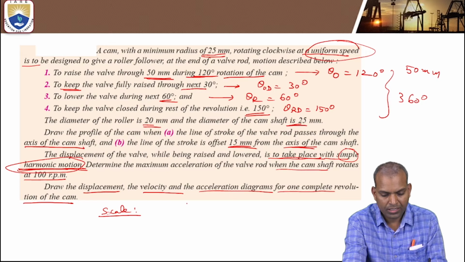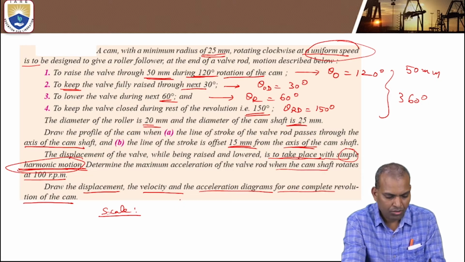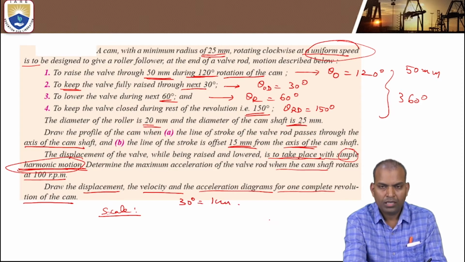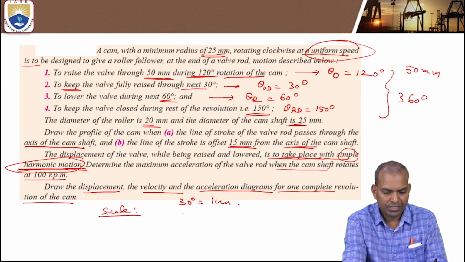It is an even number. So you can take 15 degrees equal to 1 centimeter, or 20 degrees equal to 1 centimeter, or 30 degrees equal to 1 centimeter. That is okay. So consider 30 degrees equal to 1 centimeter. Now when we take 30 degrees equal to 1 centimeter, you can divide it such a way, or 20 degrees equal to 1 centimeter is also possible.